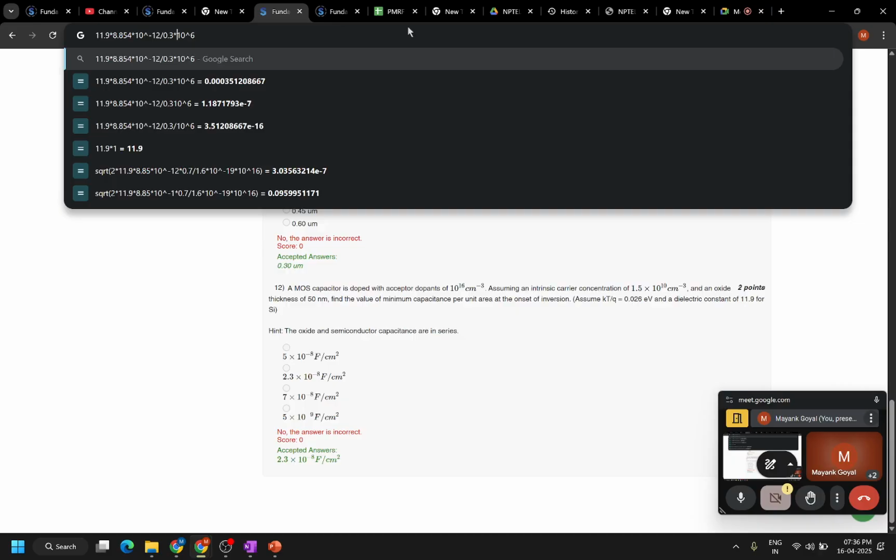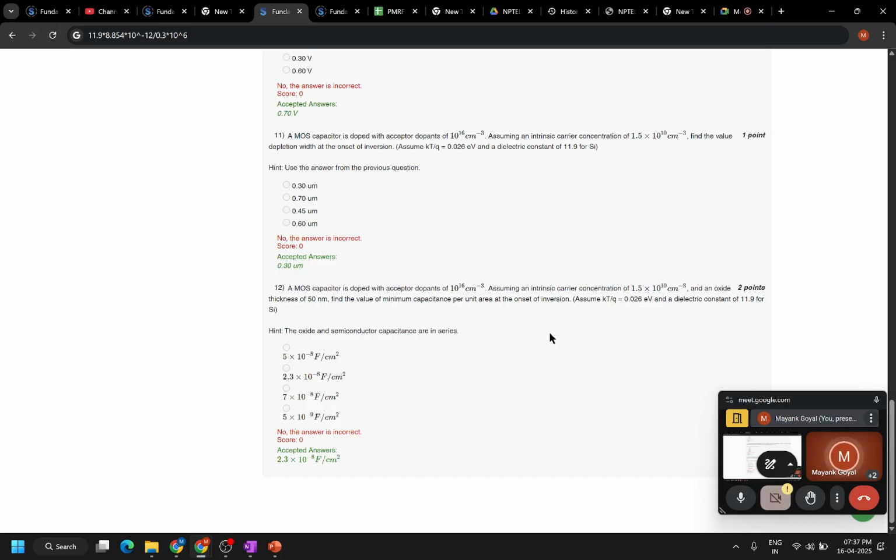So this is what you get, in farad per centimeter square. That is 3.5 into 10 to the minus 4 you will get. But I think you have to use Debye length here, which is different from your depletion width.